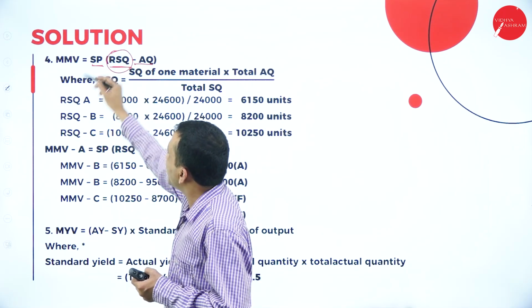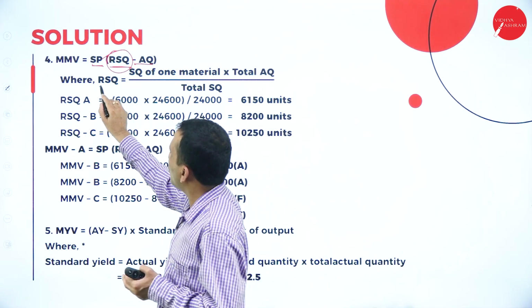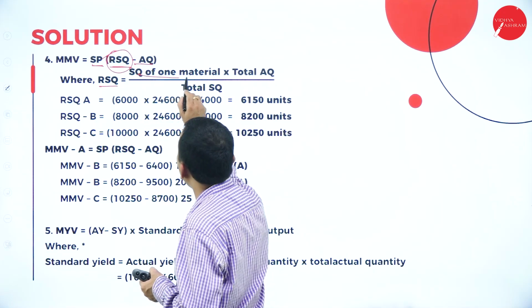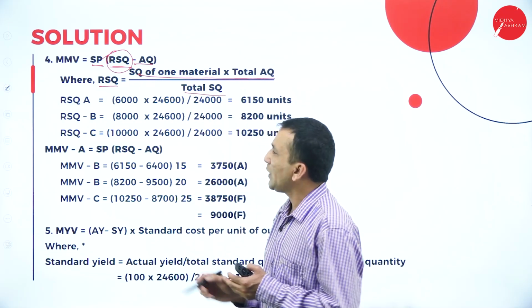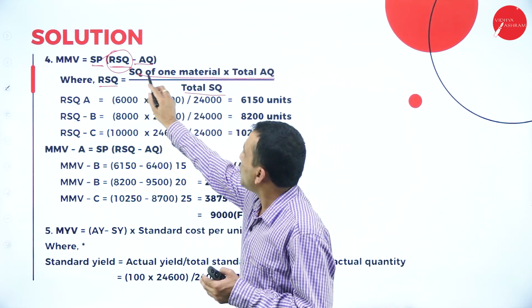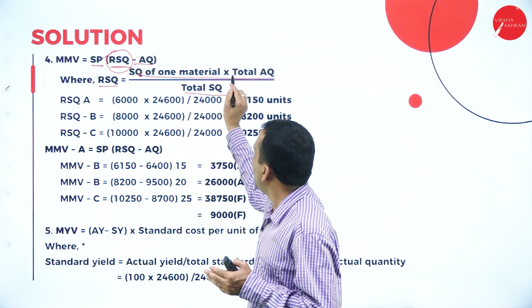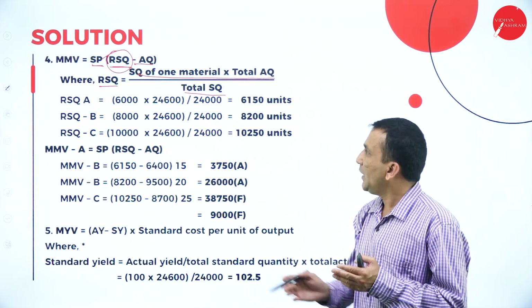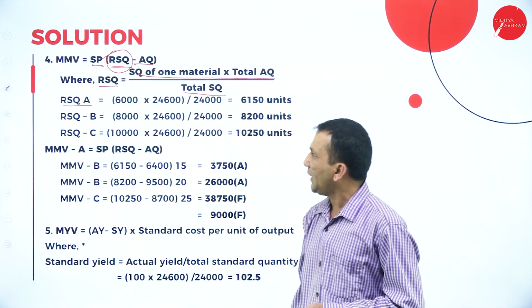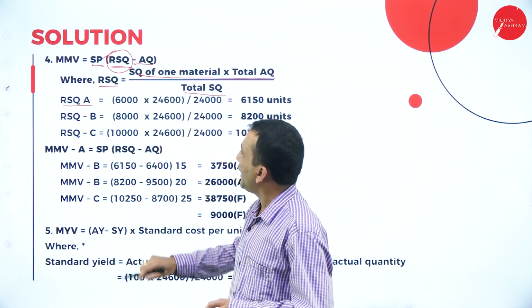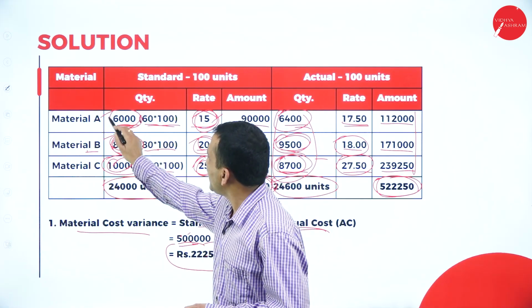We need to calculate the revised standard quantity for the individual product. The formula is very simple: revised standard quantity of one material equals the standard quantity of one material into total actual quantity divided by total standard quantity. For example, material A or material B, separately we need to do it. So material A revised standard quantity: the individual standard quantity of one material, given in the question, is 6,000.